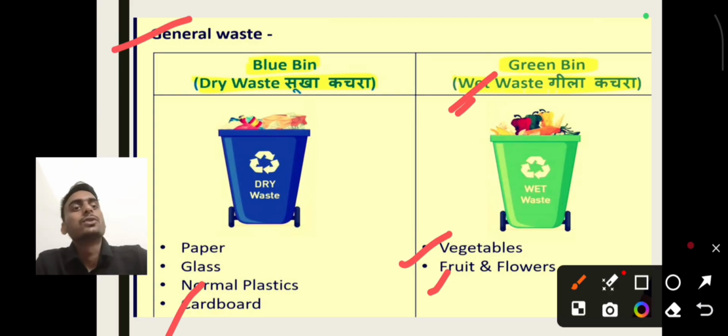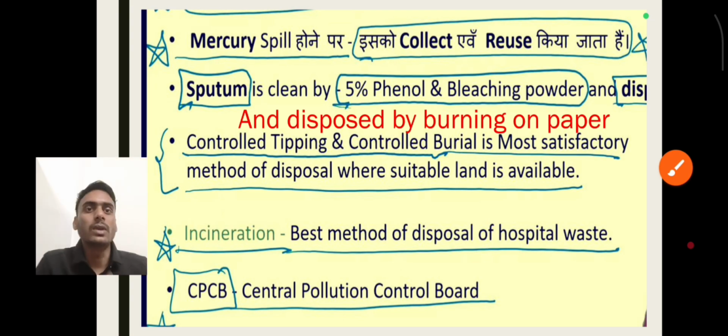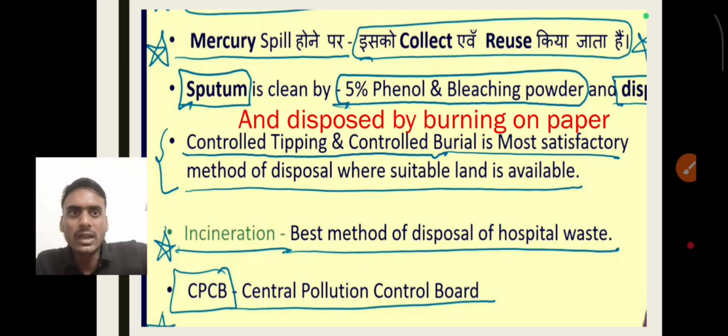Now some important things. If a mercury thermometer breaks, you can collect the mercury again and reuse it. Sputum is cleaned with 5% phenol or bleaching powder, just remember this for the MCQ, and disposed of by burning on paper. Controlled tipping or controlled burial is the most satisfactory method of disposal where suitable land is available.